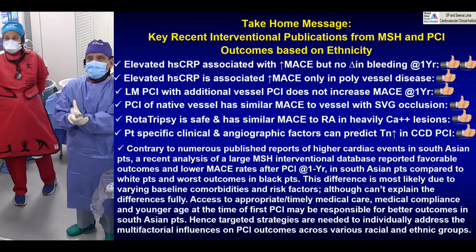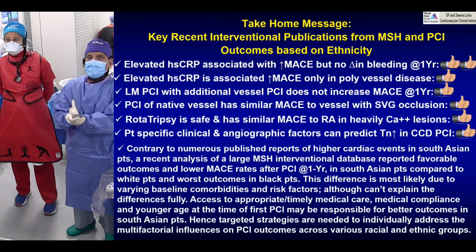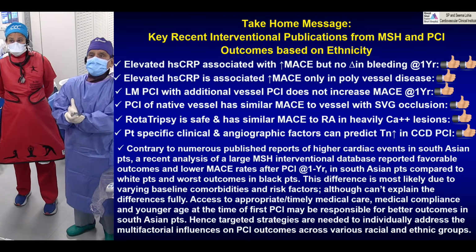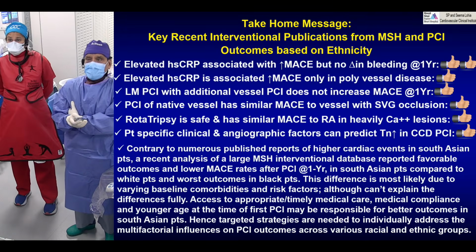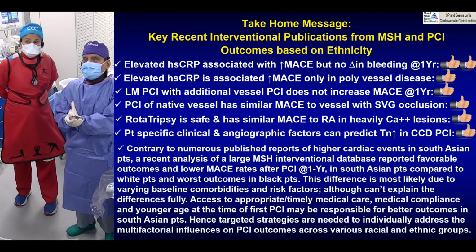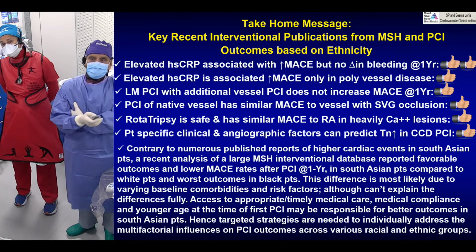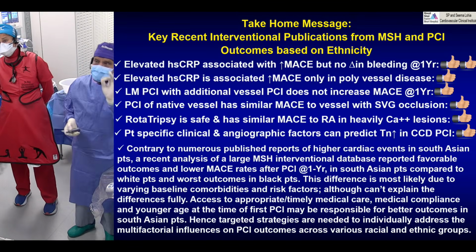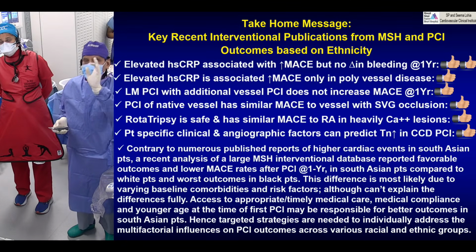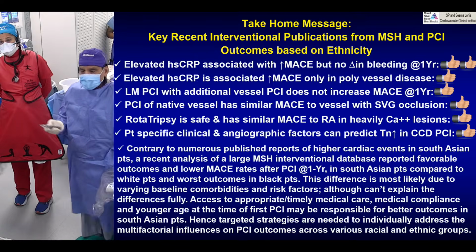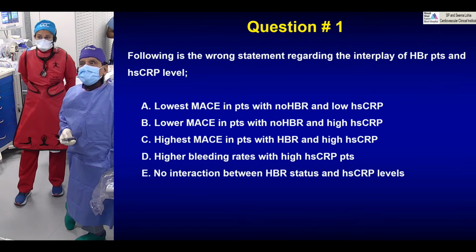Then, contrary to numerous published reports of higher cardiac events in South Asian patients, a recent analysis of a large Mount Sinai Hospital International database reported favorable outcome and lower MACE rates after PCI at 1 year in South Asians compared to other groups. The difference is likely because of the baseline comorbid conditions, and one of the important factors is younger age. The South Asians presented at a younger age and had better follow-up. So clearly, wherever you work on it, you have to have a specific treatment strategy.